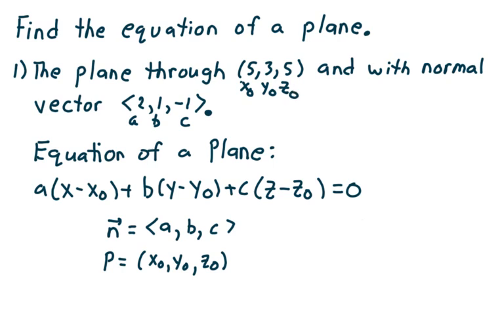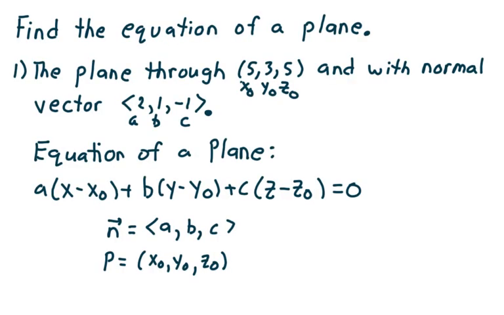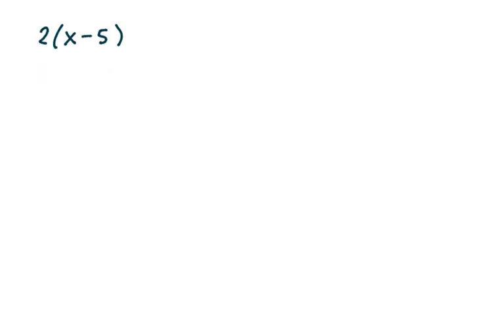If we plug that into the formula, we get the following. We get 2 times (x minus 5) plus 1 times (y minus 3) minus 1 times (z minus 5) is equal to 0. Now we need to simplify.